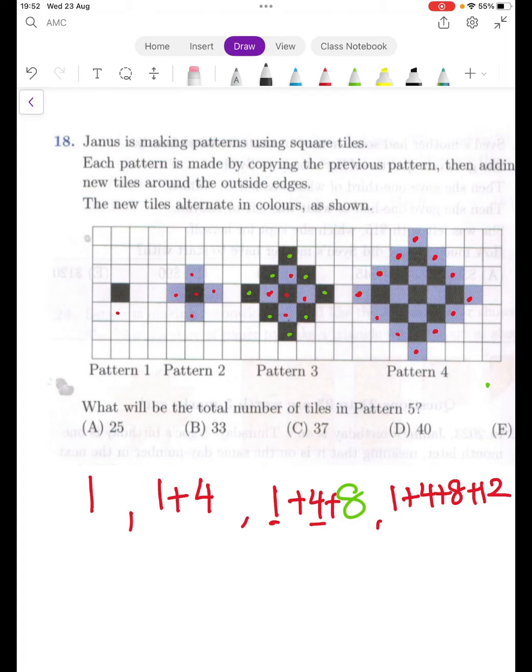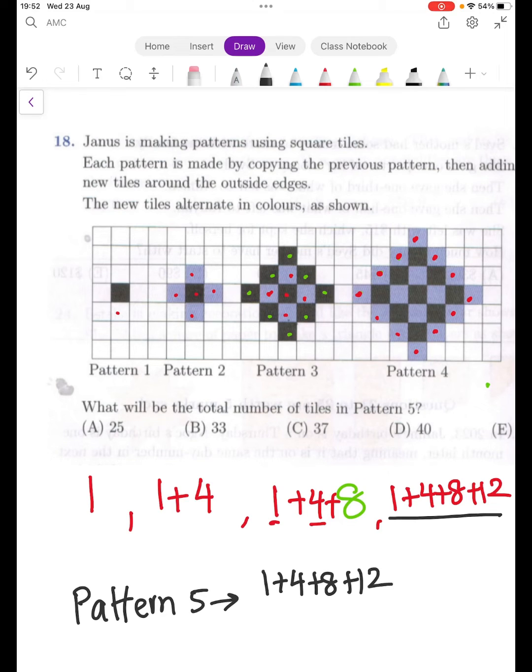Now you can already see how we are proceeding, and we can already see in pattern 5 how many tiles will be used. So we will have all these previous ones for sure. 1 plus 4 plus 8 plus 12. And following the pattern 4, 8, 12, we can see in the next one, we will be adding 16 more tiles.